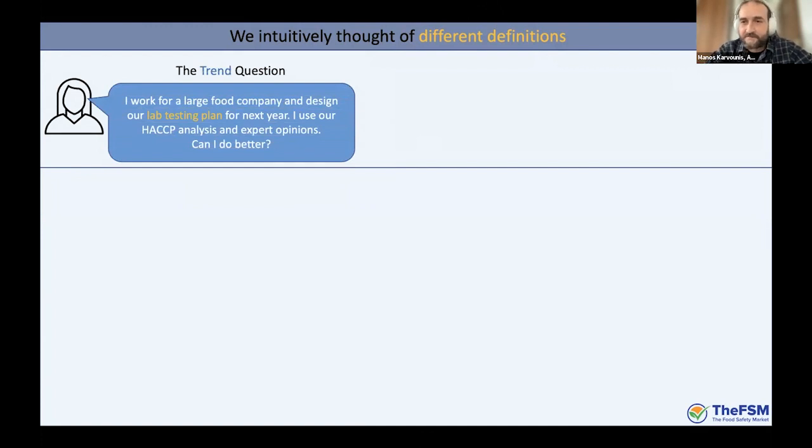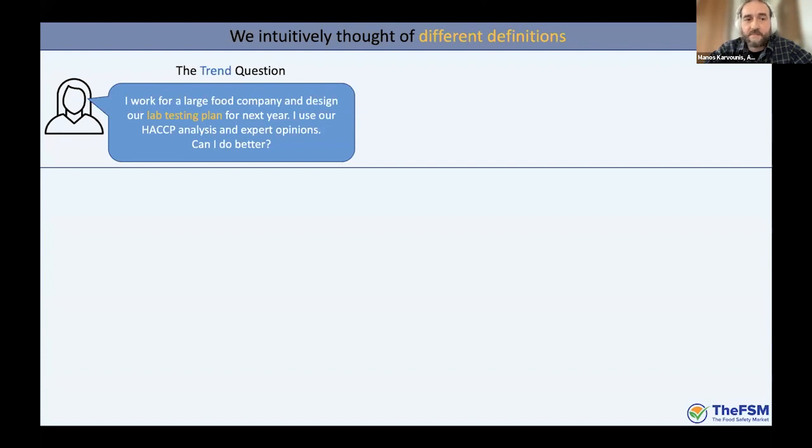So the first one, a very concrete question we can answer in the greater context of forecasting and predictions is, okay, our lab testing plan for next year. I use our HACCP analysis and expert opinions for that. Can I do better? We can also look at this from the point of view of the certificator, of the inspector, or the auditor.